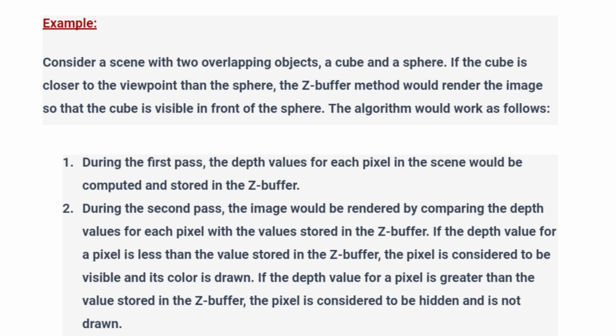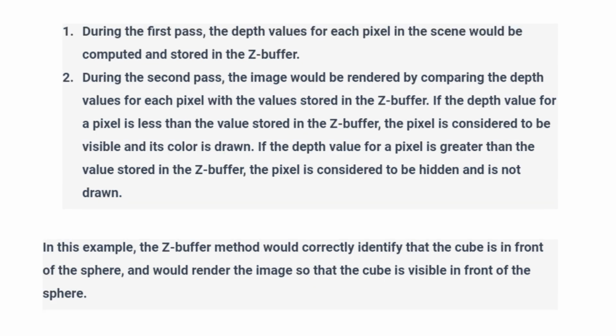If the depth value for a pixel is less than the value stored in the Z-buffer, the pixel is considered to be visible and its color is drawn. If the depth value for a pixel is greater than the value stored in the Z-buffer, the pixel is considered to be hidden and is not drawn.